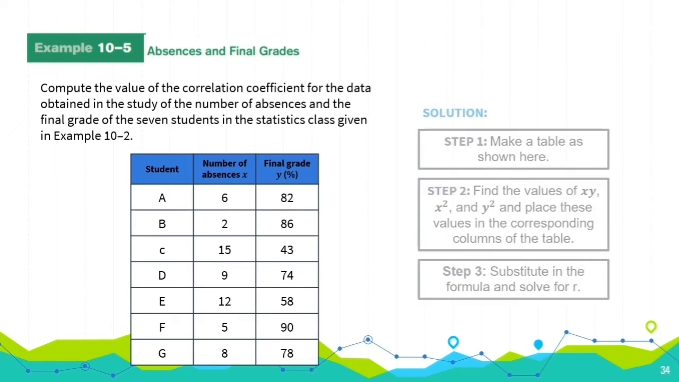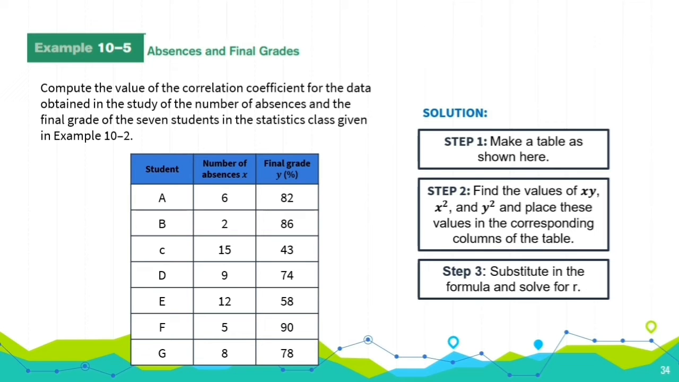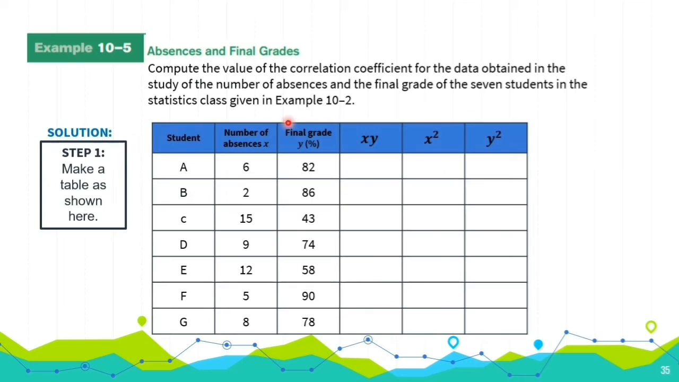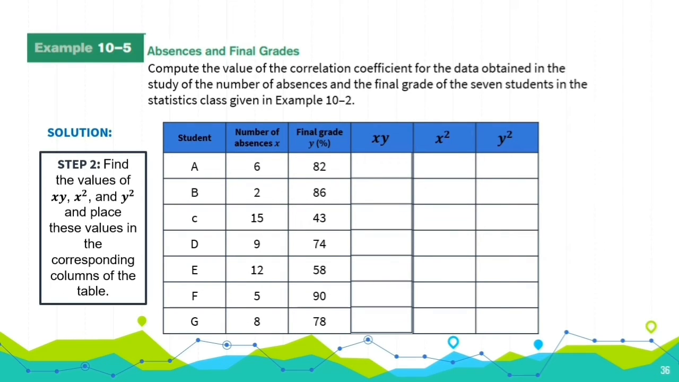So for our solution, we use again the 3 steps. So let's start with the step 1. Make a table as shown here. So we have additional 3 columns. So the xy, the x squared, and y squared. Step 2. Find the values of xy, x squared, and y squared and place these values in the corresponding columns of the table. So first we have the xy.